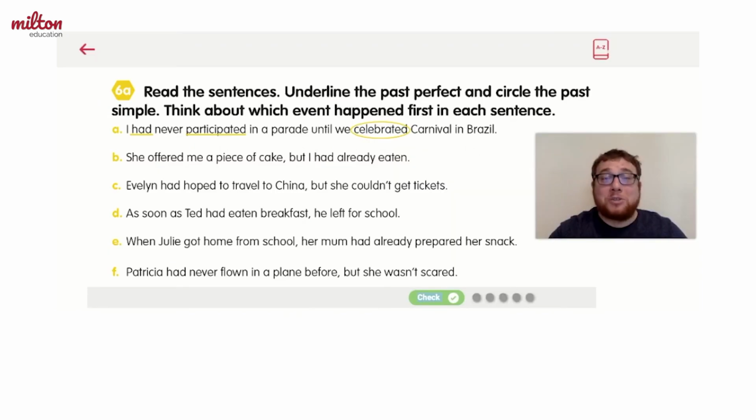Now you're going to do some exercises to practice what you learned about the past perfect. In exercise 6a, you have to underline the past perfect and circle the past simple. In the first sentence, I had never participated in a parade until we celebrated Carnival in Brazil. Had participated is past perfect, so we must underline both parts of the past perfect verb. And celebrated is a past simple regular verb, so we must circle it.